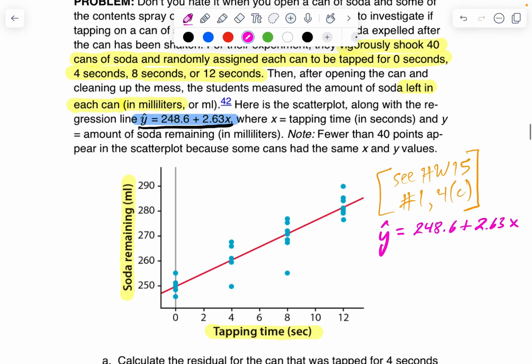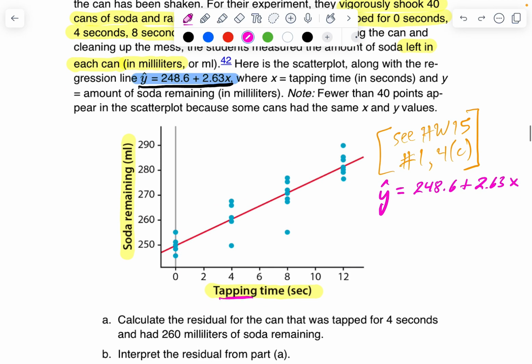Sorry, the explanatory variable is tapping time, because after you shake up the cans of soda, you then tap on the lid for 0, 4, 8, or 12 seconds, because sometimes tapping on the lid seems to dissipate all the foam in there. So in general, the more taps, the more soda was left in the can after you open it up. Sorry for my trying to go fast. I'm kind of misreading some of these things.